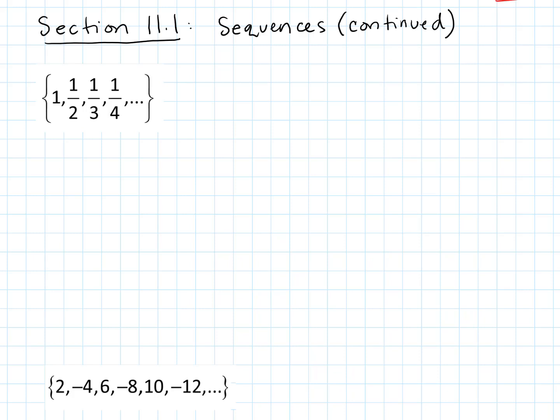So back to section 11.1, sequences continued. We had left off in the last lecture video talking about how to explicitly write a sequence of terms as its formula, as its explicit formula. So I want to just start off again with a couple more examples doing that, and then we'll get into looking at the behavior of what happens to these sequences as n goes to infinity.